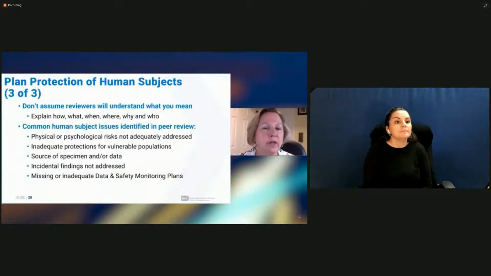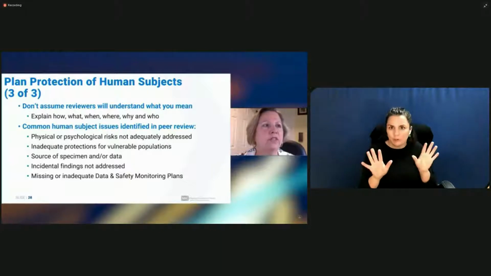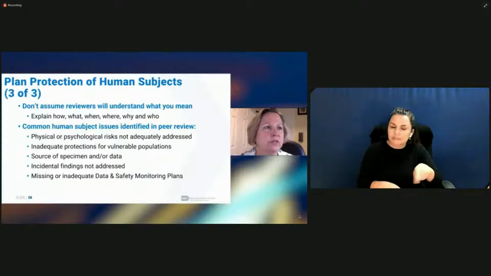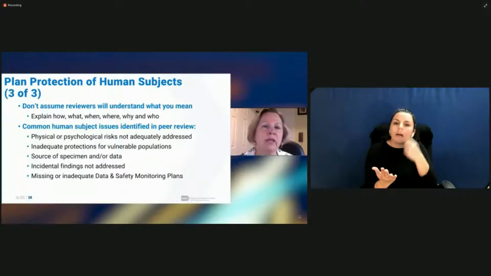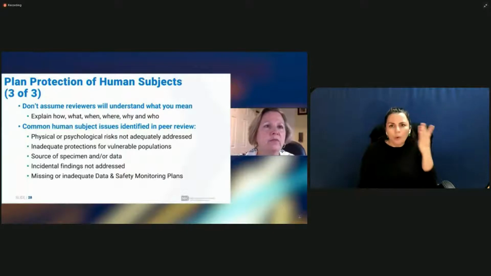So please note that the reviewers may not understand what you mean unless you give enough details in your application to be able to address each of these 4 sections. So you need to provide enough details for the reviewer to understand how, what, when, where, why, and who in terms of the risks and the benefits and the knowledge to be gained.